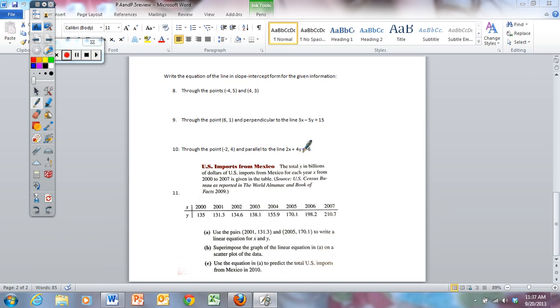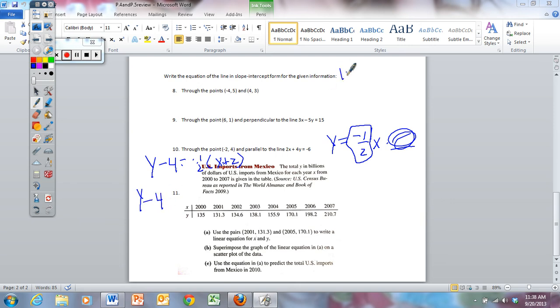For the next one, through the point negative 2, 4 parallel to this line, so I have to solve this equation for y, and I get negative 1/2 x minus something. It doesn't even matter what this is. All we care about is the slope. So my new slope is negative 1/2, so I'm going to go y minus 4 equals negative 1/2 times x plus 2. Distribute my negative 1/2. Y minus 4 equals negative 1/2 x minus 1. And add 4, so y equals negative 1/2 x plus 3. That's my answer.